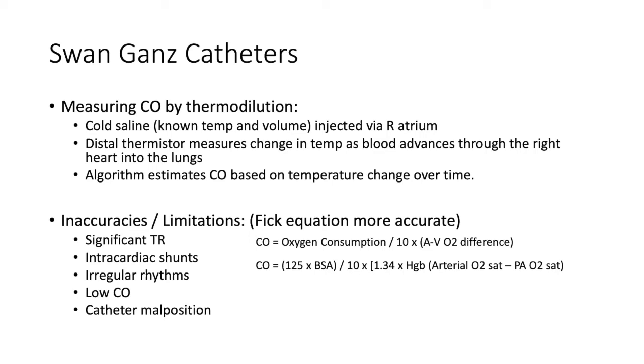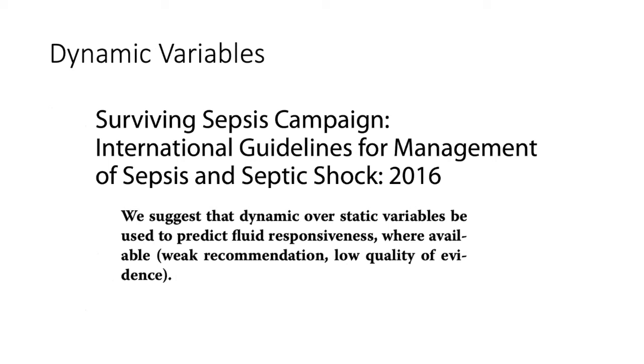than static variables, to the point that in the most recent Surviving Sepsis Campaign guidelines, they've actually made it into the guidelines. We should probably be using dynamic over static variables to predict volume responsiveness. It's more so recognizing the limitations, choosing one that works well with your patient, using it effectively, and knowing how the systems work if you're going to apply it accurately.